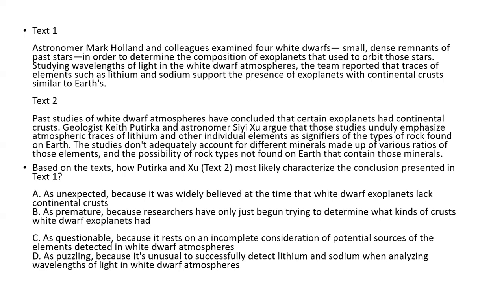Astronomer Mark Holland and colleagues examined four white dwarfs, small dense remnants of past stars, in order to determine the composition of exoplanets that used to orbit those stars. They studied wavelengths of light in white dwarfs' atmospheres. The team reported that traces of such elements as lithium and sodium support the presence of exoplanets with continental crust similar to Earth's. Since they have observed trace amounts of lithium and sodium, they say this supports the presence of such crust. Now, what summary can I write here?